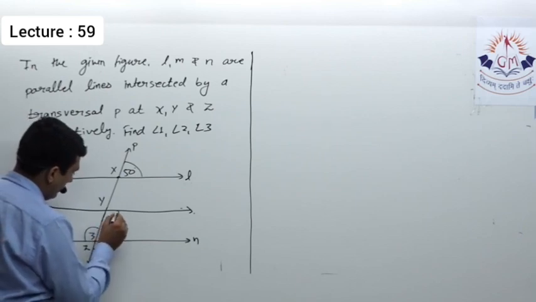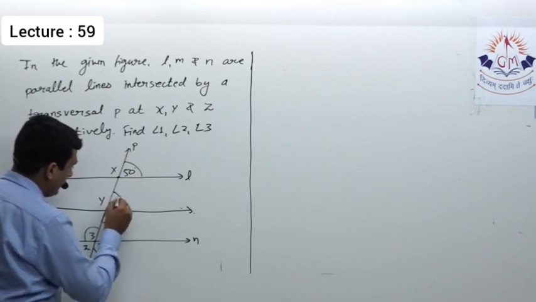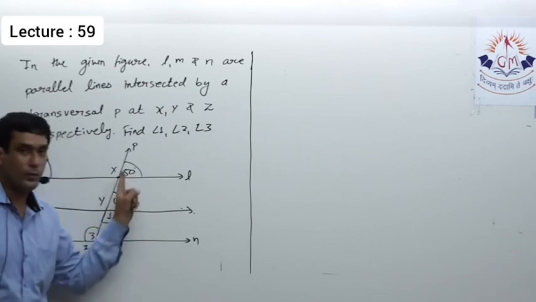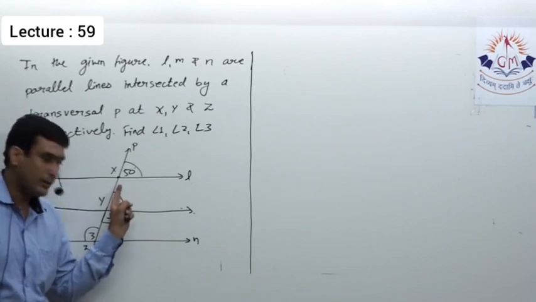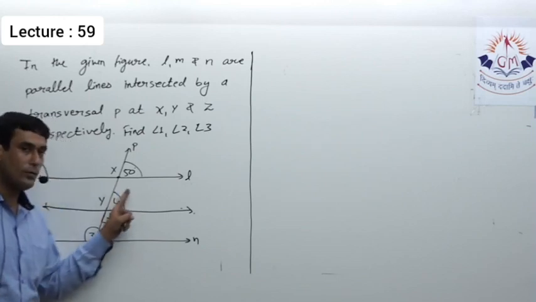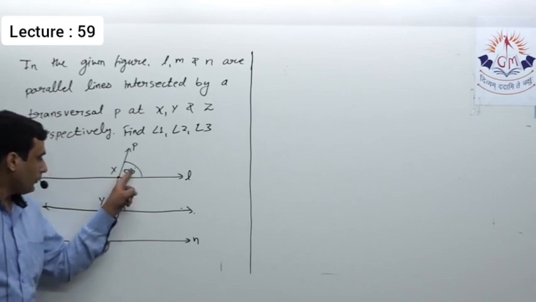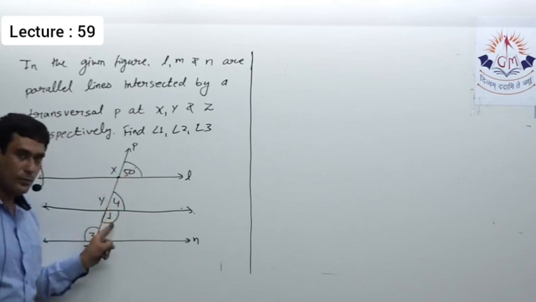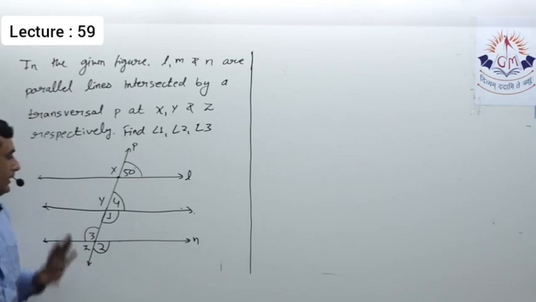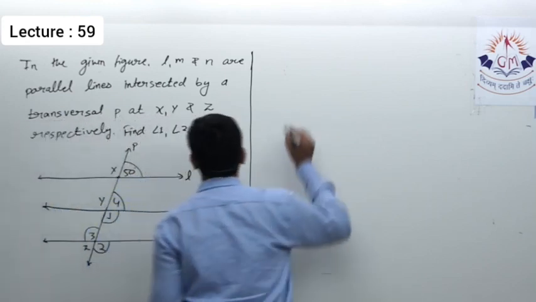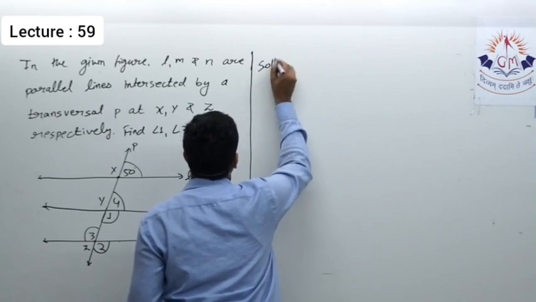So this was angle 1. I am taking this as angle 4. Now I can say 4 equal to 5 because corresponding angles, and I can say 1 plus 4 equal to 180 degrees. So 4 equal to 5, 1 plus 4 equal to 180, so angle 1 will be 130 degrees. So it's very easy. So let us see its solution.